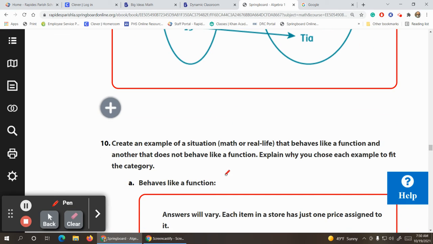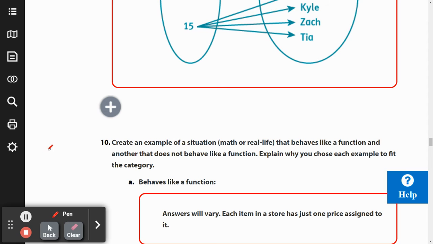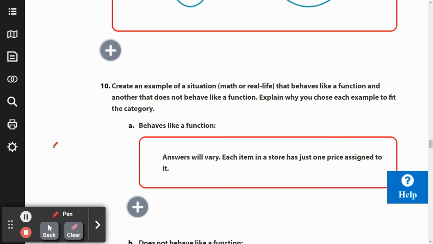Create an example, a situation, math or real life, that behaves like a function, and another that does not behave like a function. Explain why you chose each example to fit the category. All right, what is something that behaves like a function? What did y'all come up with? Anybody? The example here says each item in the store has one price assigned to it.